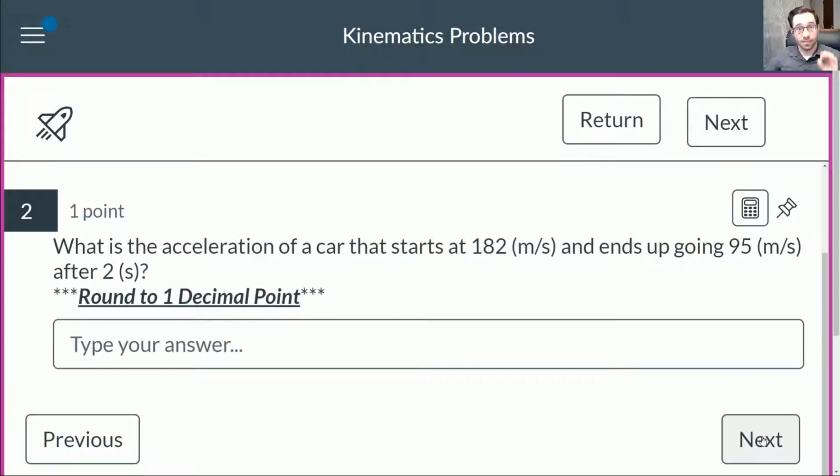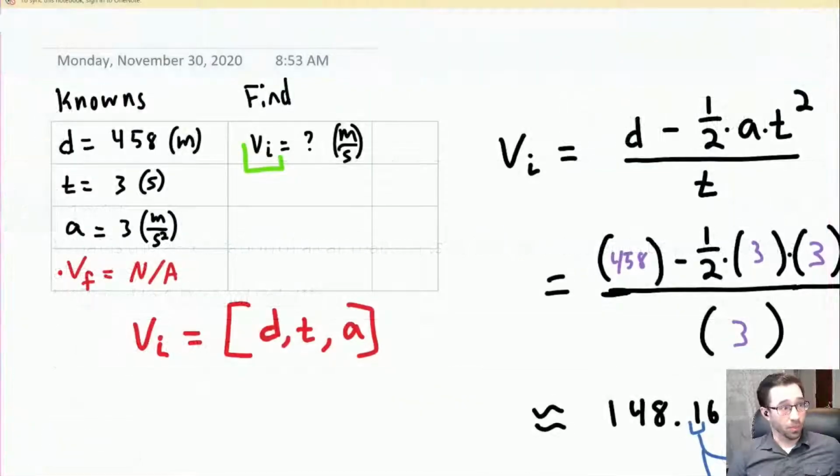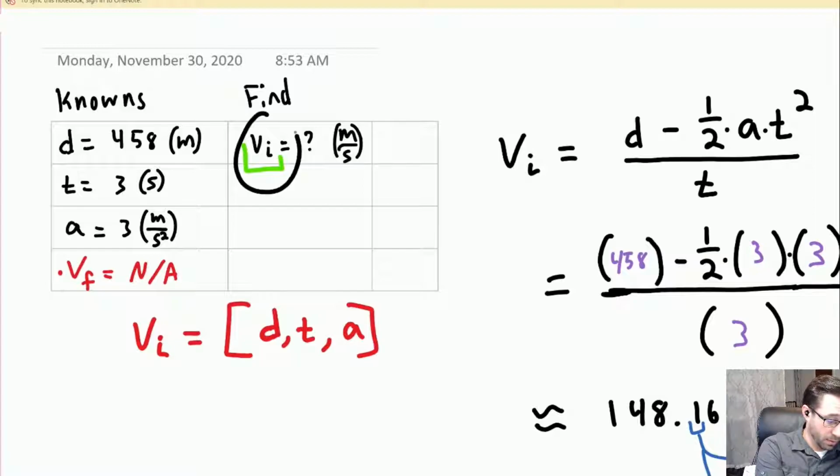Now, I do the exact same process. All right. So just as a review, as an overview, the very first thing I do is I look at the word problem, I read through it, and I understand what's going on. Okay. What is the acceleration of a car that starts at 180? Blah, blah, blah. Okay. So I read through the problem. I figure out what I need to find, like what the objective of the problem is. I figure out what that find value is, the find variable, and I write that down.